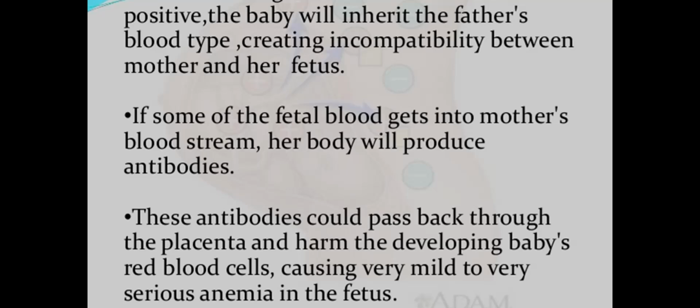But re-exposure in subsequent pregnancies causes the primed memory B cells to produce IgG antibodies, which cross into the fetal circulation. These antibodies pass through the placenta and harm the developing baby's red blood cells, causing very mild to severe anemia in the fetus, which can also lead to increased cardiac output and eventually fetal death. It is also known as immune hydrops. In mild cases, the hemolysis can lead to neonatal jaundice or anemia.